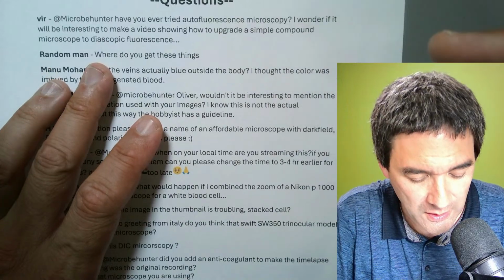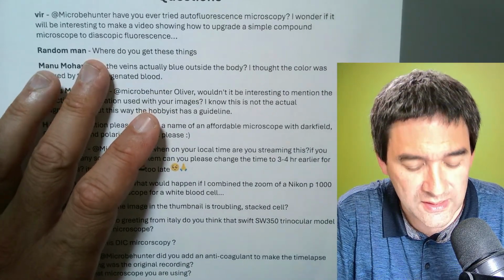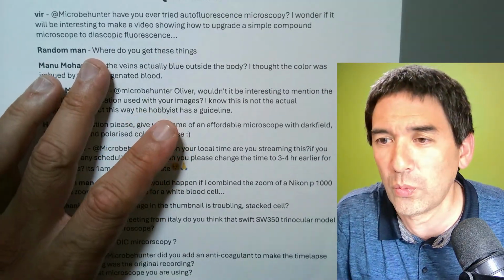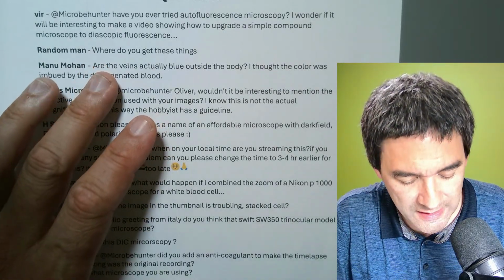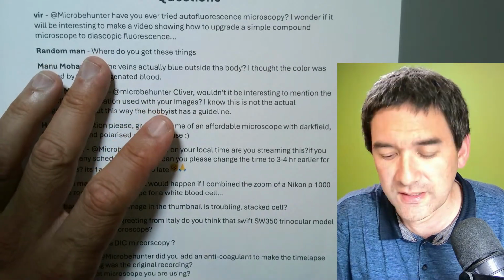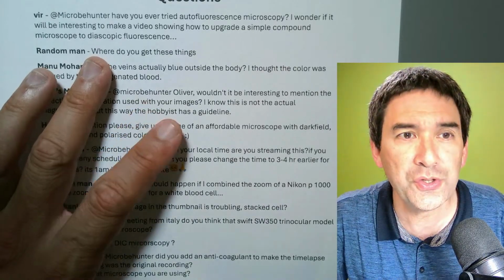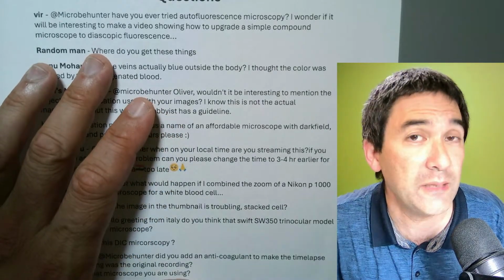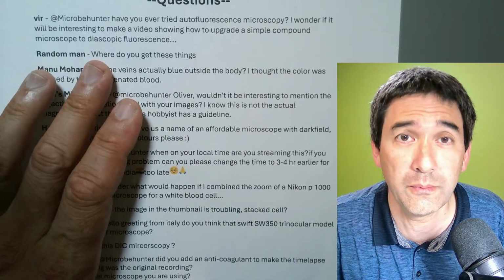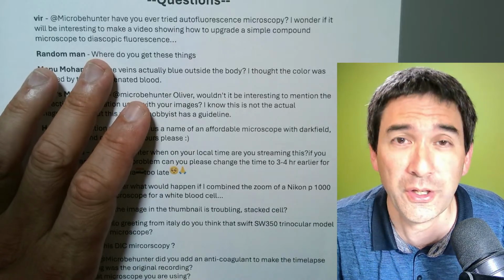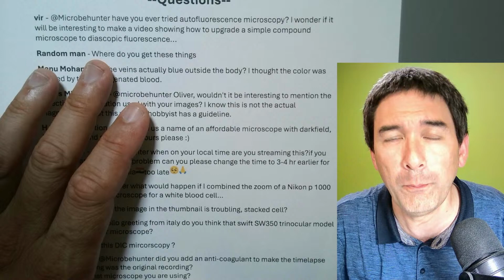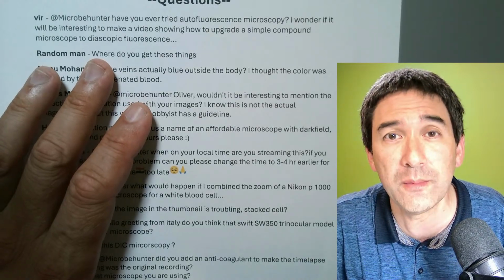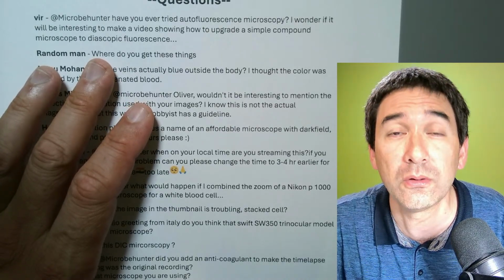So where do you get these things? Unfortunately, I don't know now what this refers to. Okay, or maybe you're referring to the slides that I have here. Those commercial permanent slides can be bought. You can even buy them on Amazon. The quality varies. And those slides are made by companies which also make them for medical training.